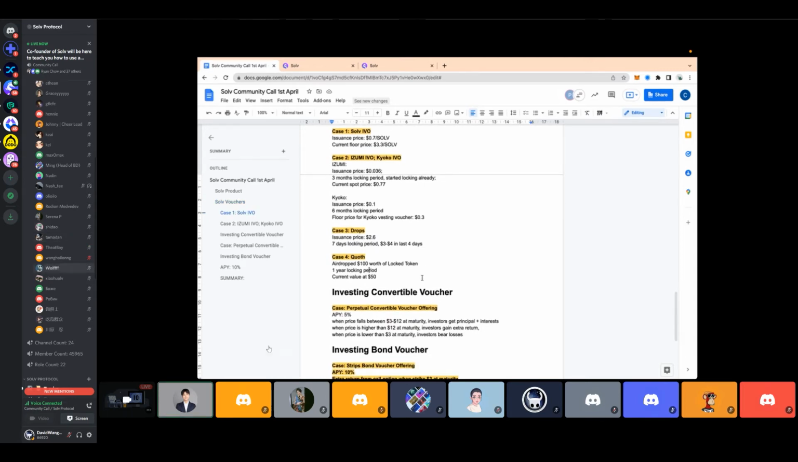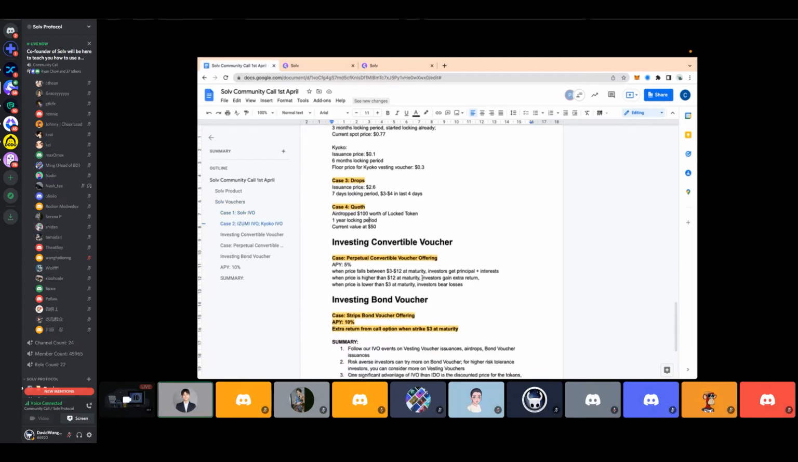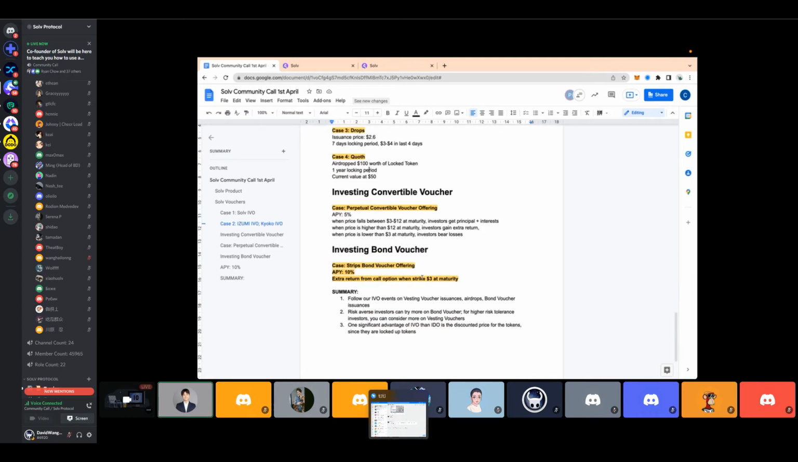Okay, if there's no question, I will just go to next part, the convertible voucher investment. So this is a quite complicated case, but I would still like to explain it a little bit. Perpetual Protocol is a very famous derivatives protocol, and they offer $4 million worth of convertible vouchers on our IVO market.